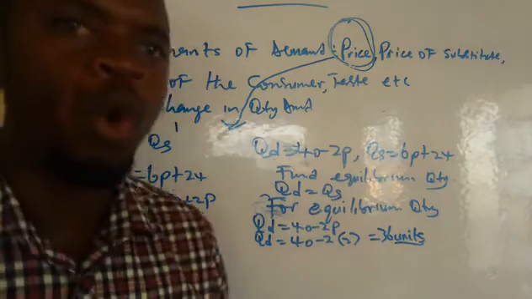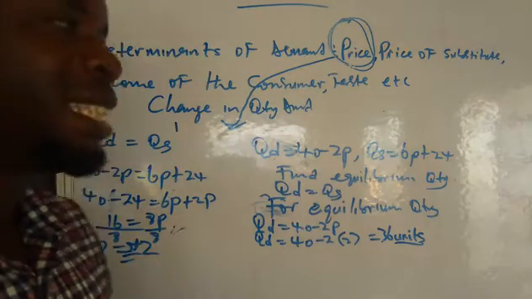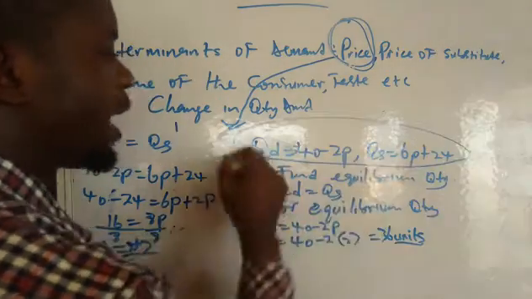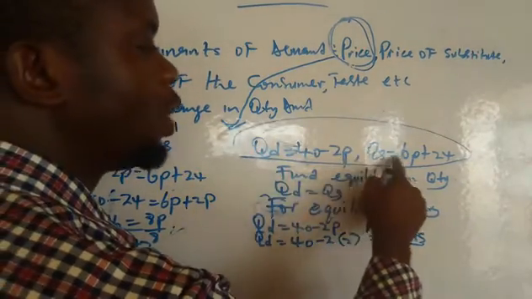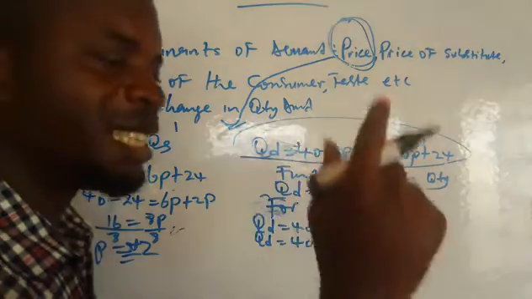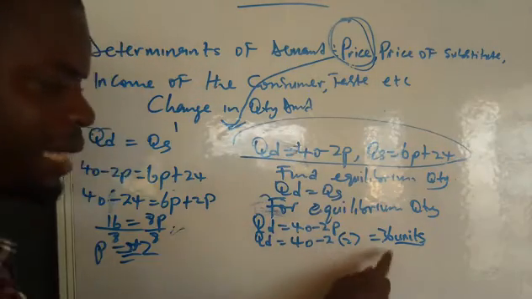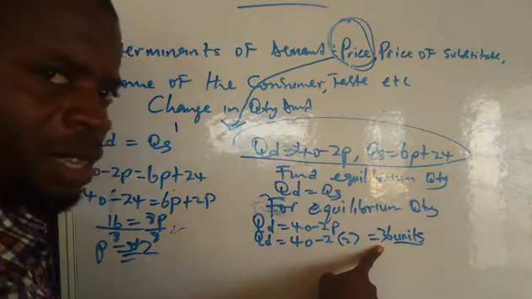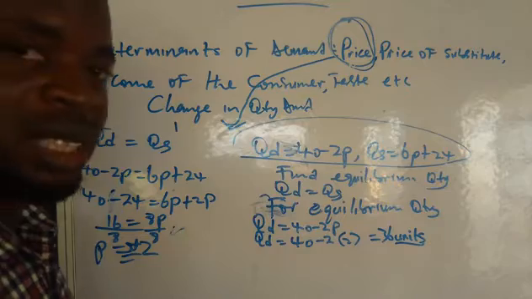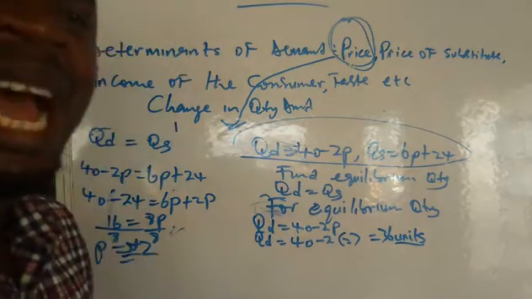sometimes JAMB might want to test your intelligence. They can give you this equation directly. They will just give you that QD equals 40 minus 2P, QS equals 16 plus 2P. Find excess demand at 36 units. So what is excess demand at 36 units? They won't give you that equilibrium quantity is 36. Do you understand? They will just ask you to find excess demand at 36 units.